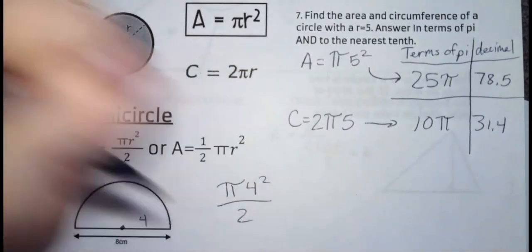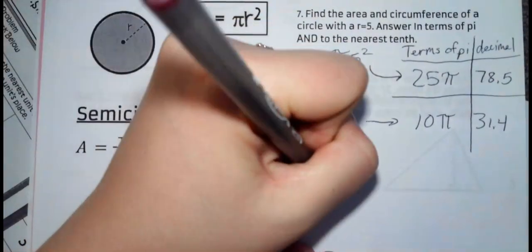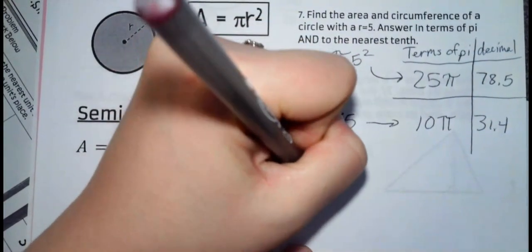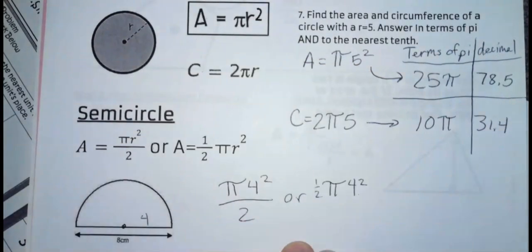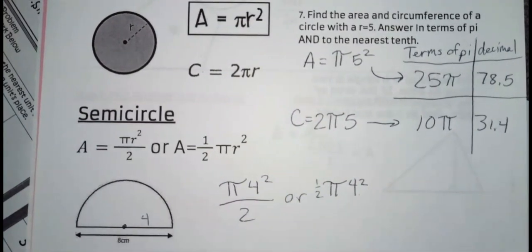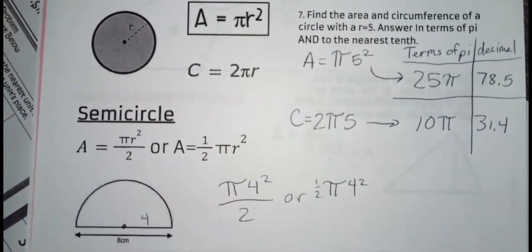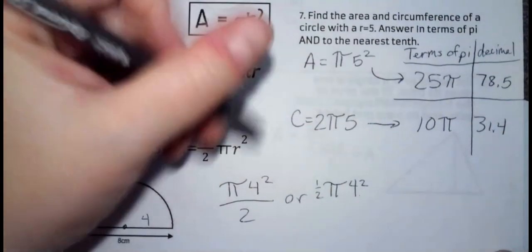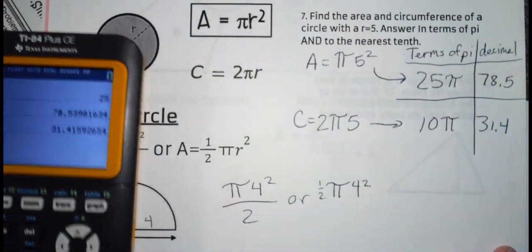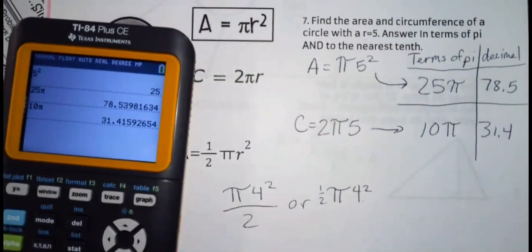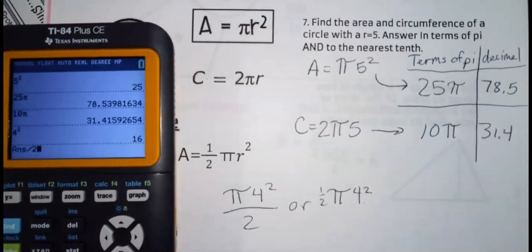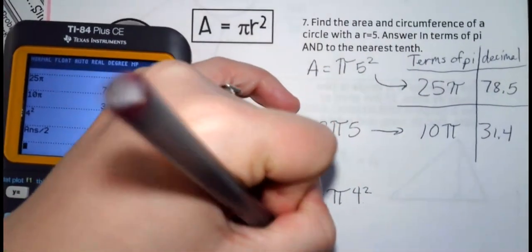So this, or you could write it like this, 1/2 pi times 4 squared. All you're doing is just taking the area and dividing it by 2. You will need to know this in a few days when we do composite figures and we do multiple figures put together. You may have to find half of a circle. And so, all right, in terms of pi, it would be 4 squared, which is 16, divided by 2.